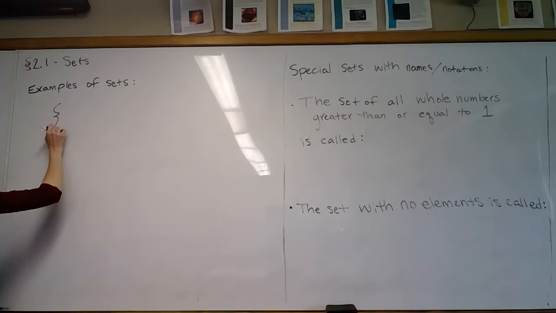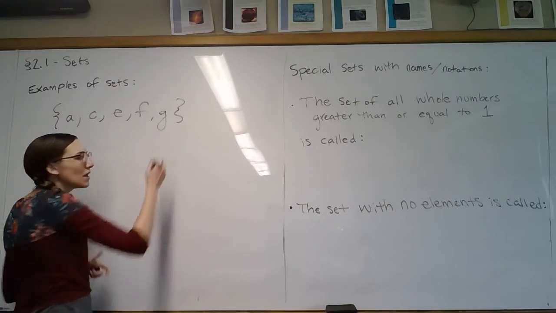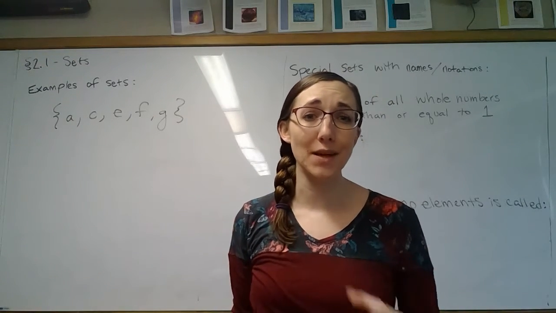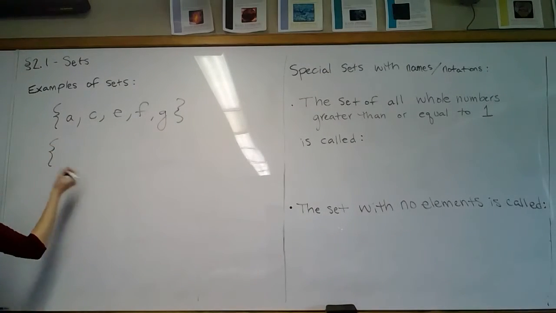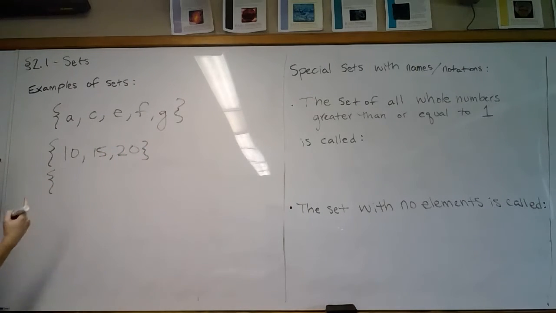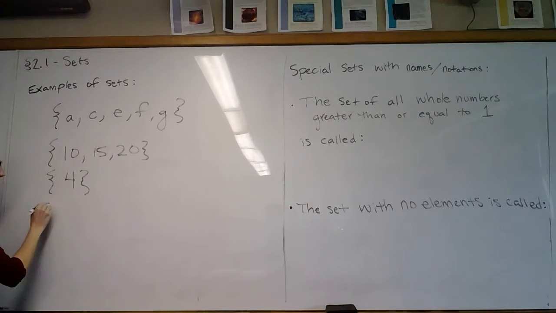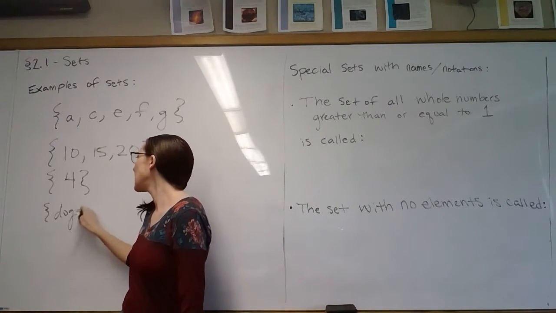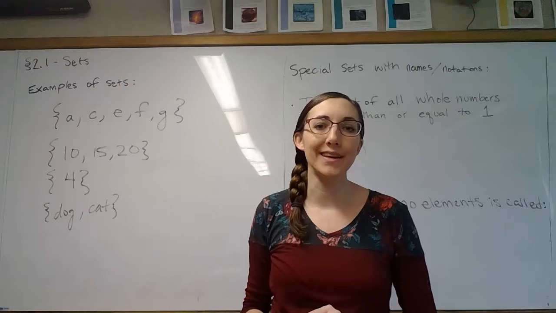I could do like the set containing A and C and B, F and G. Notice we started with curly braces, which indicated it was a set. We listed our elements separated by commas, and then we put a closed curly brace. I could do sets with numbers in them, so it could be like 10, 15, 20. We could have sets that only have one element in them, so I could have like the set only containing 4. We could have words be a part of our set, so I could have something like the set containing dog and cat. Notice all of these have been roster method examples.